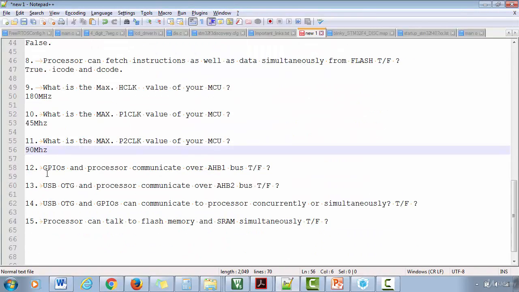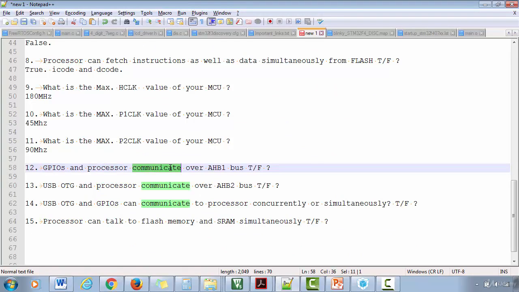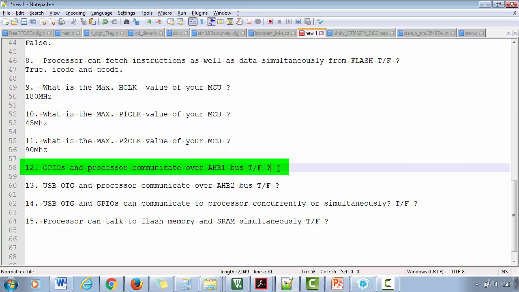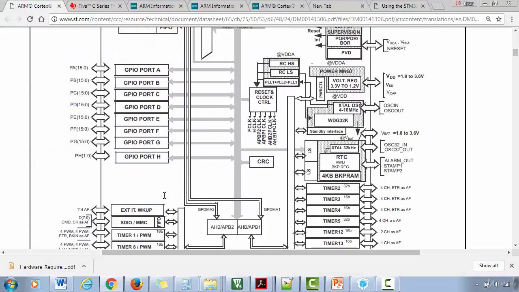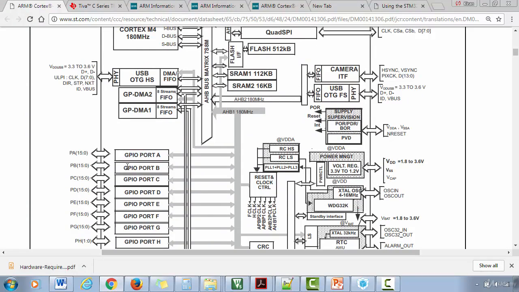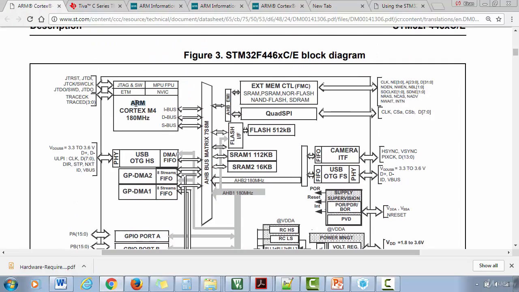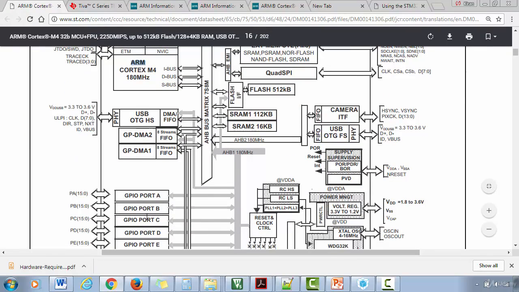Great. So now the next question: GPIOs and the processor communicate over the AHB1 bus. True or false? Where is your GPIO? This is your GPIO. And where is your processor? This is your processor. They both communicate over the AHB1 bus. That's true because it is connected to the AHB1 bus, and from here to here the connection is through the system bus. So finally this AHB1 bus connects to the S bus.